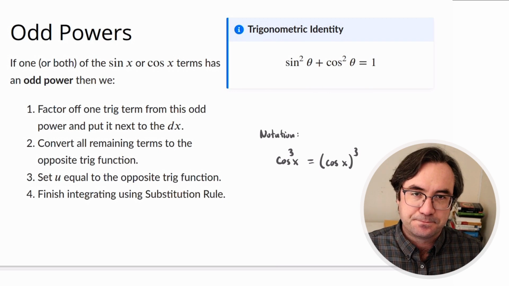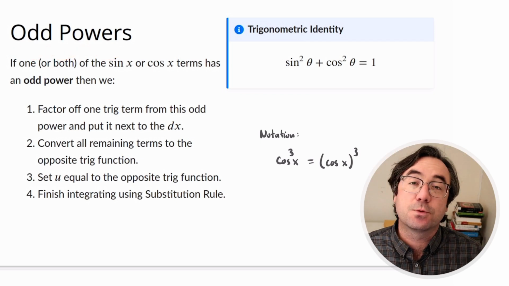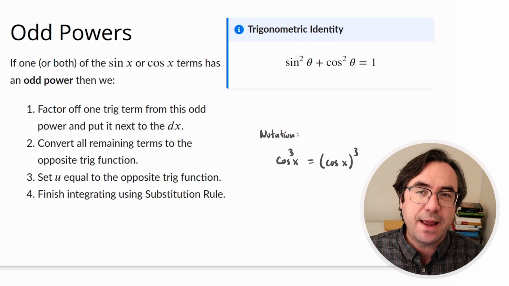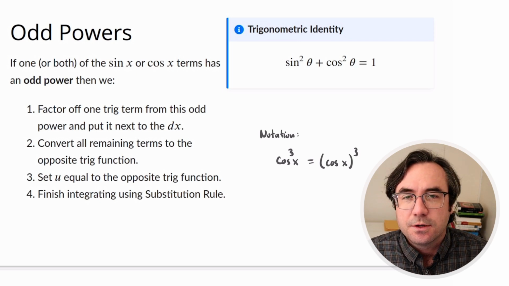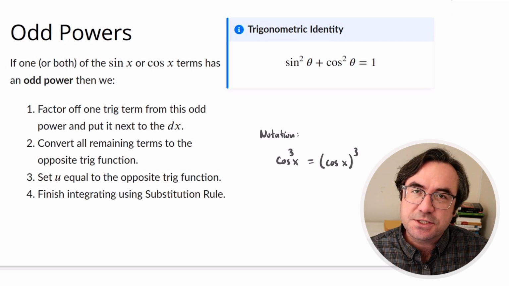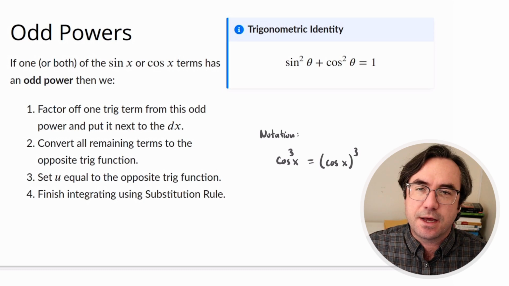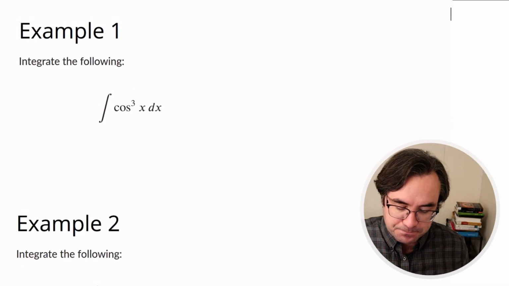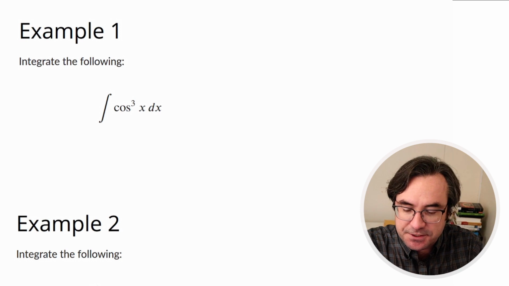All right, so we're going to be considering the case where we have odd powers of sine or cosine. So at least one of them has to be an odd power, maybe sometimes both. To see this strategy, we'll look at an example. We'll go through the strategy and then we'll come back and read over this. So let's look at example 1. We have cosine of x cubed, and we want to integrate this.